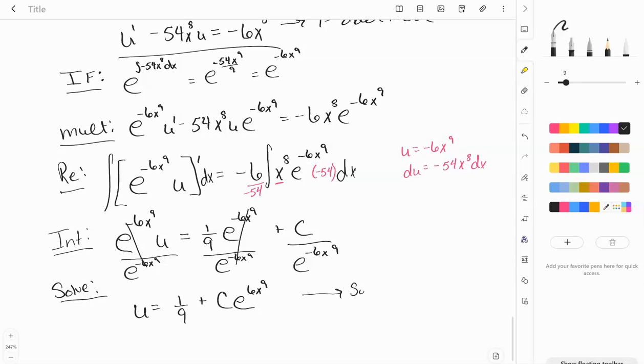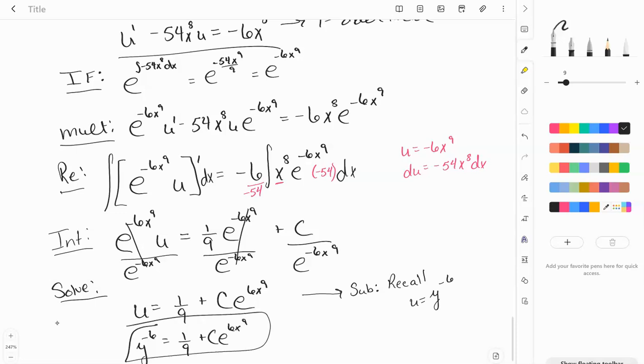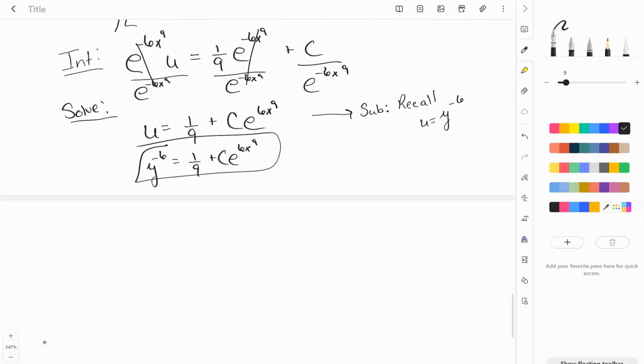We've got one more substitution that we've got to make. Remember that in the beginning, we said u was equal to y to the negative 6. So that u is really y to the negative 6. So there's our final answer for this guy. So let's go through one more.